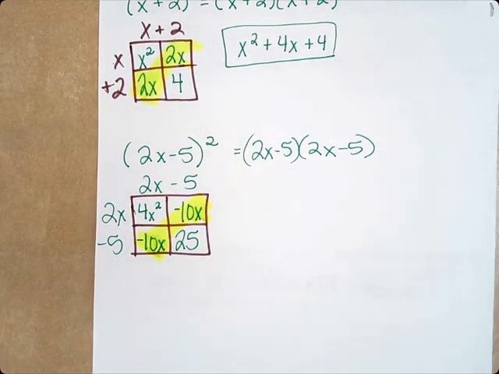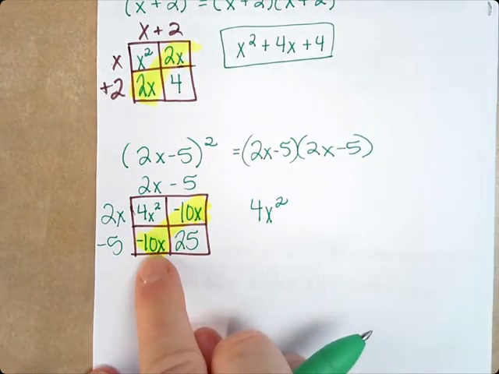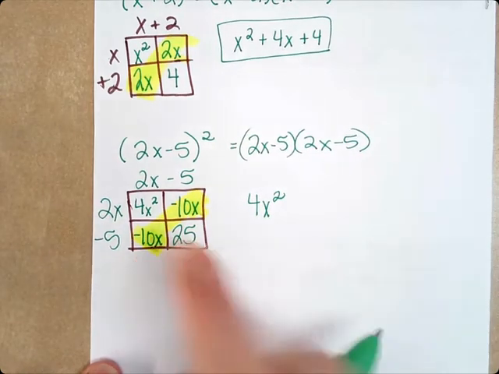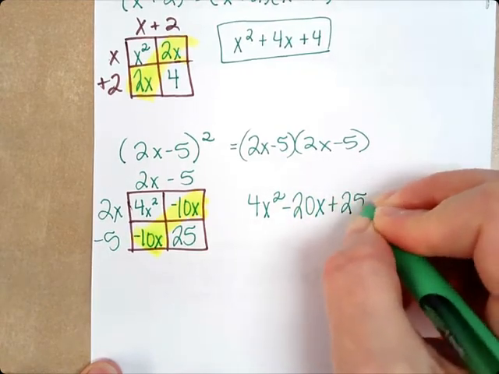Combine your like terms. So we have 4x squared. I have a negative 10x and a negative 10x. So how many x's do I have now? Negative 20x plus 25.